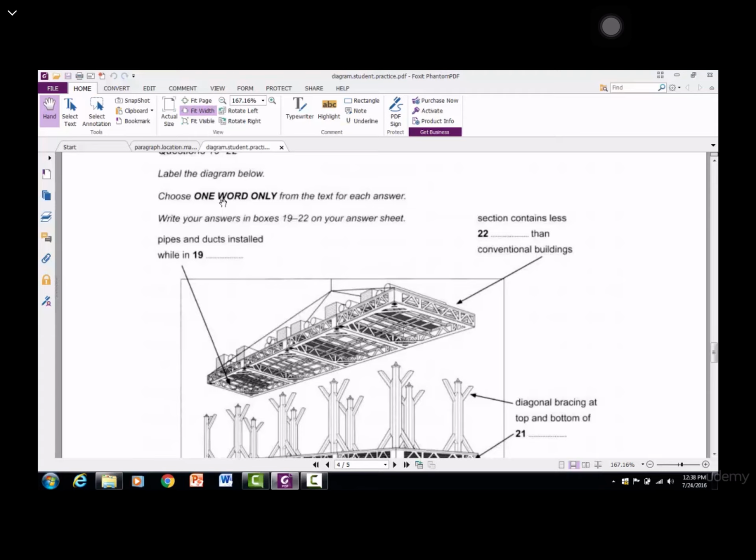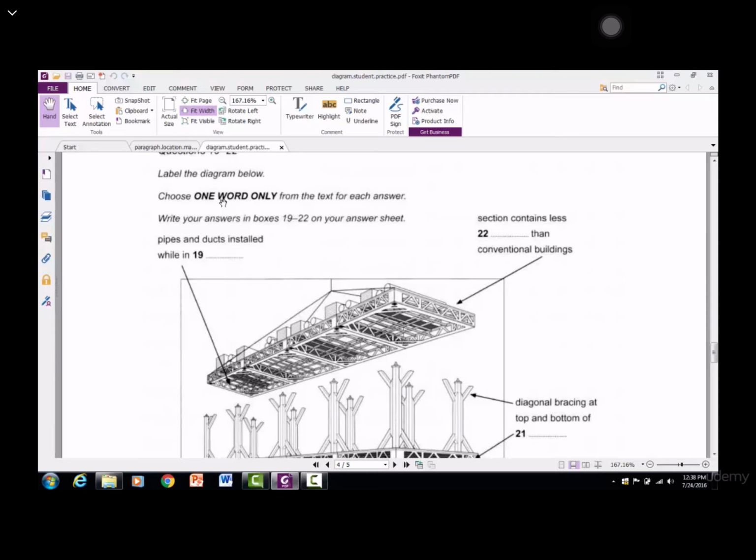we should note also that sometimes all the answers don't have to come in the same paragraph. 19 might come from paragraph 2, 20 and 21 might come from paragraph 3, and 22 might come from paragraph 4. Or it's possible they all might come in the same paragraph, but you have to be aware of that. You have to be aware that it is possible that they may not all come in the exact same paragraph, okay? So let's be aware of that.